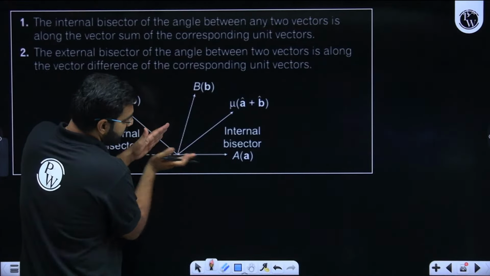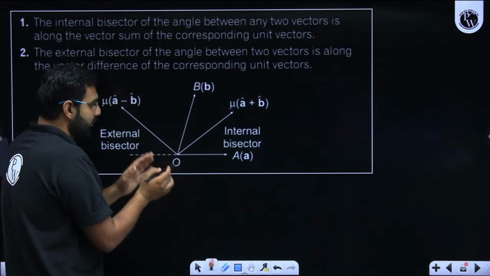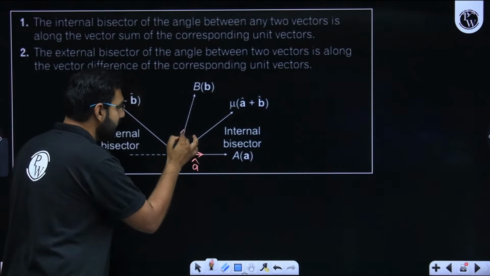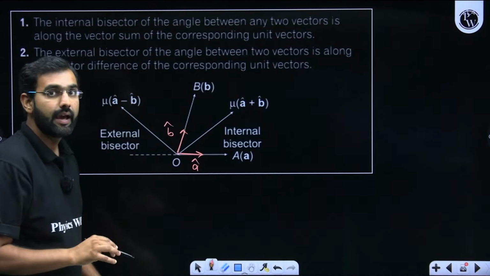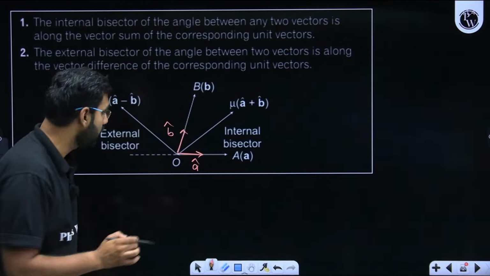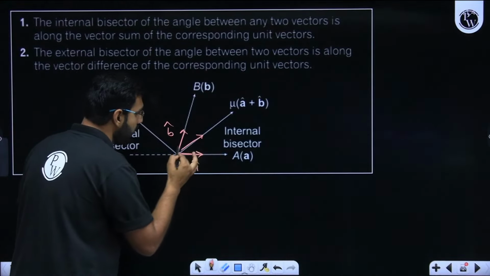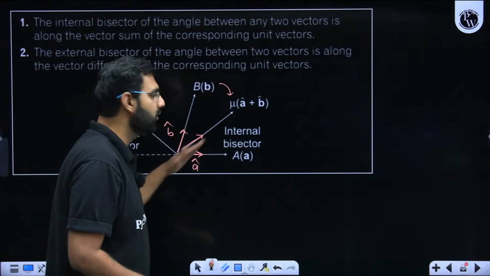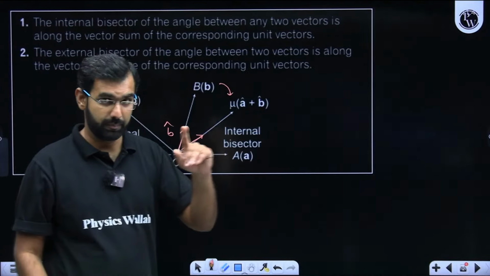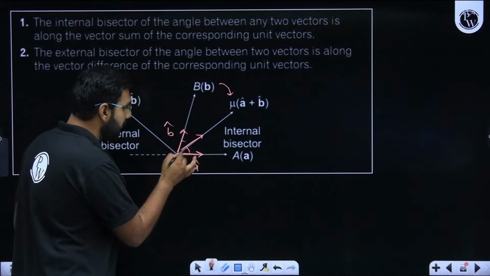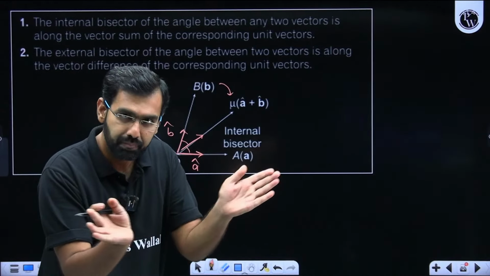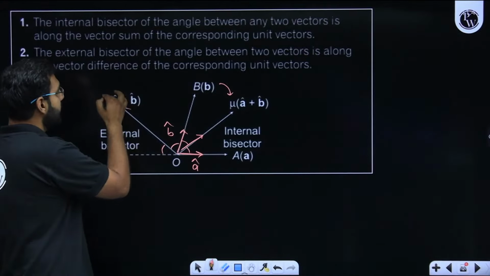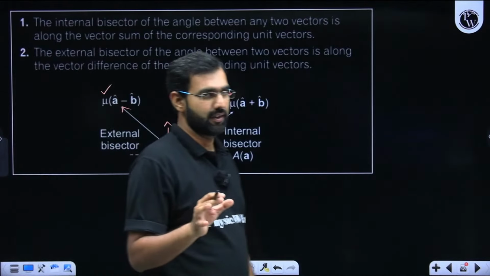So here, if this is vector A, this is vector B, then first of all, a unit vector in vector A's direction can be taken as A cap. A unit vector in the direction of B can be taken as B cap. And if you do the vector sum, by the parallelogram law of addition, then this vector here will be A cap plus B cap. And with any magnitude taken, it will be the internal angle bisector, because a parallelogram has its diagonal bisecting the adjacent sides. I hope you remember that. And similarly, if I do A cap minus B cap, then I'll get the external angle bisector. Everybody with me on this?